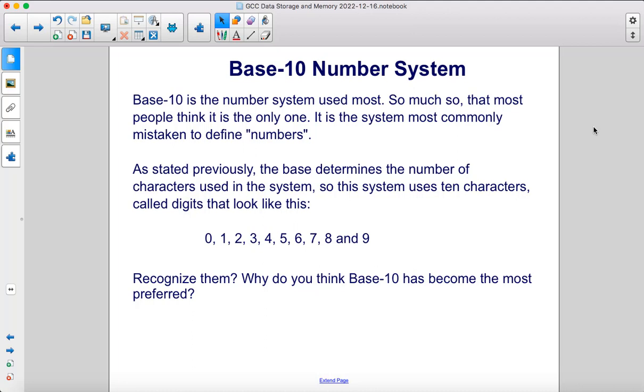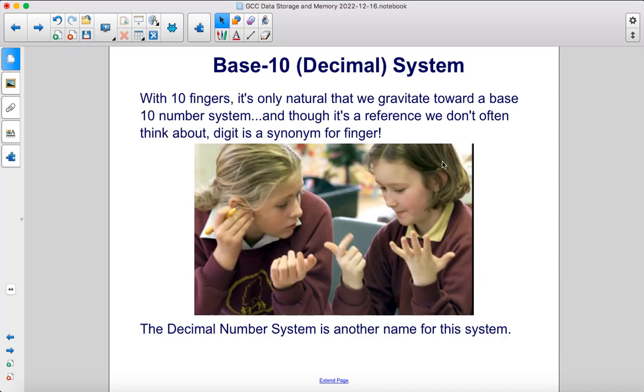As stated previously, the base determines the number of characters used in the system. So this system uses 10 characters, called digits, that look like this, 0 through 9. Recognize them? Why do you think base 10 has become the most preferred? With 10 fingers, it's only natural that we gravitate toward a base 10 number system. And though it's a reference we don't often think about, digit is a synonym for finger. The decimal number system is another name for this system.